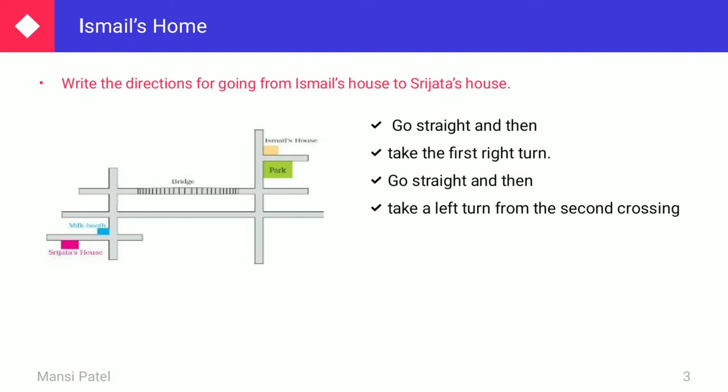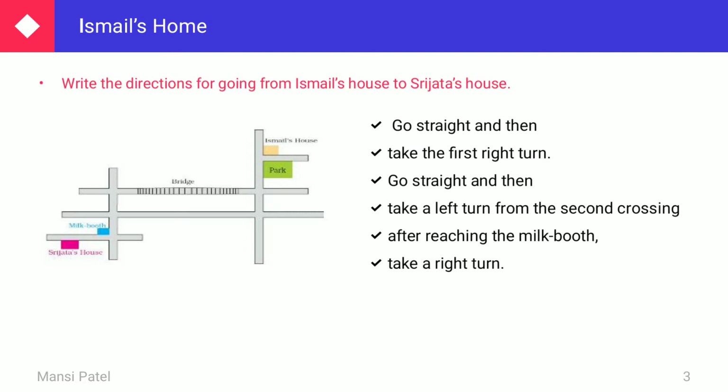So after taking a left turn, first crossing and second crossing, when they reach the second crossing, you can see there is a milk booth. So we can say that at the second crossing, after reaching the milk booth, this is their right hand side and this is their left hand side. What do they have to take? They have to take a right turn.